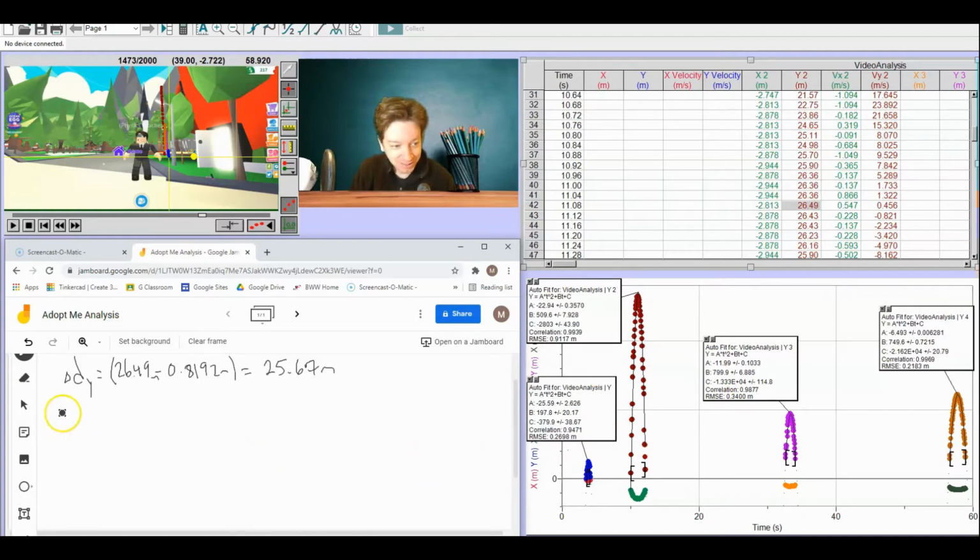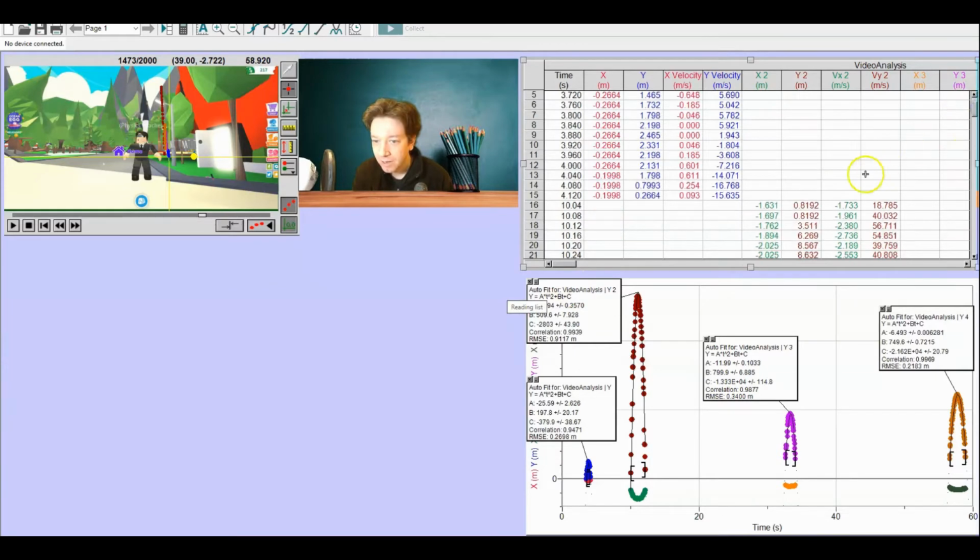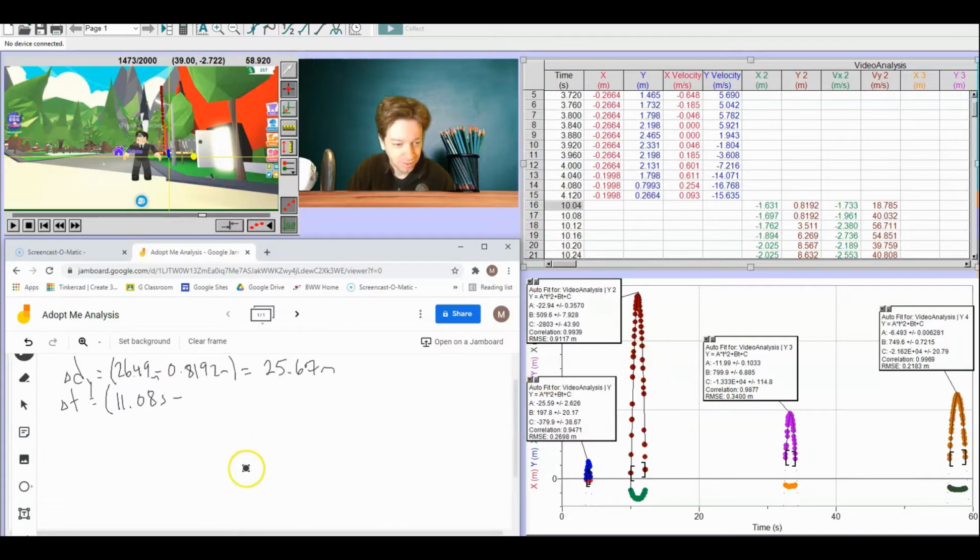Now let's figure out the time it took to actually reach that height. So we do the same difference. We take the final time, which is here 11.08 seconds, and we're going to subtract the initial time in our data. If we go back up, right there, 10.04. So we subtract 10.04 seconds, and we get a time of 1.04 seconds. Now our y velocity at that peak there is going to be 0.